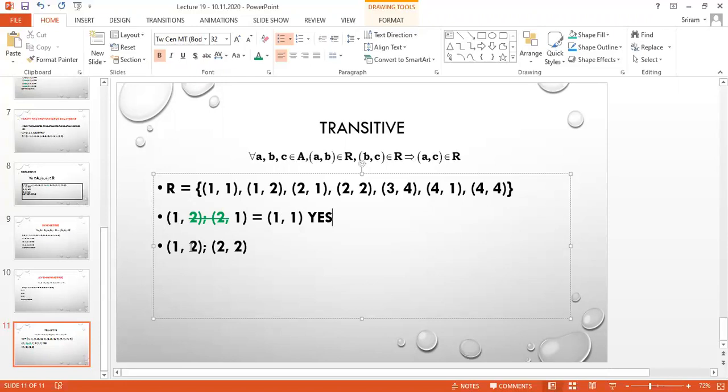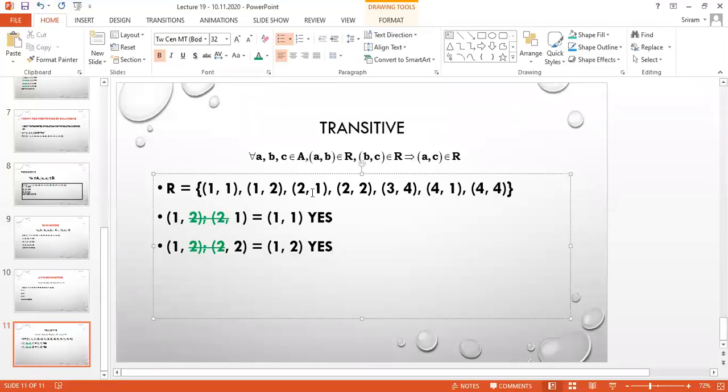In the same idea, I am going to take 1 comma 2, 2 comma 2, the common pair is 2 comma 2. I am going to cancel 2 comma 2. I am going to take the remaining pair. What is the remaining pair? 1 comma 2. I am going to check, does it exist? Yes.